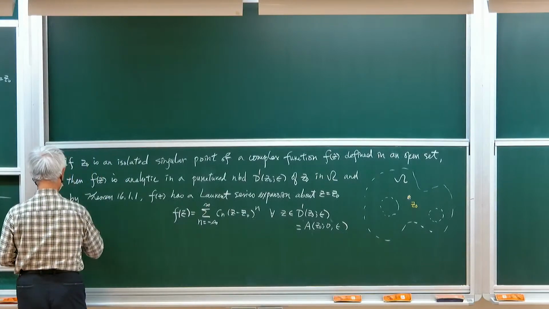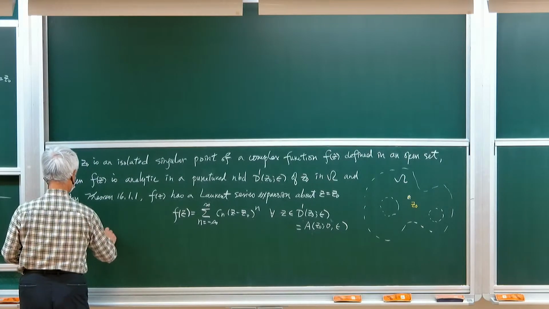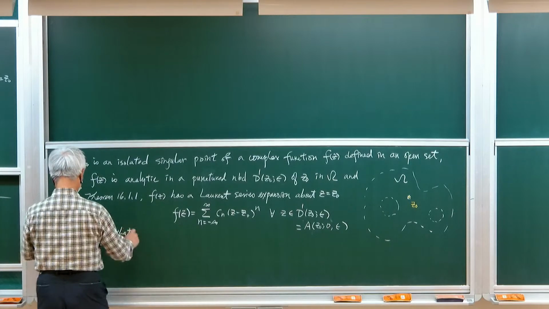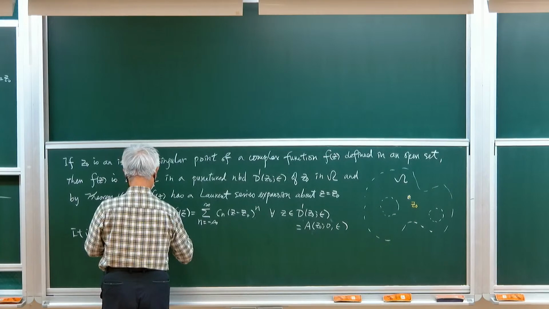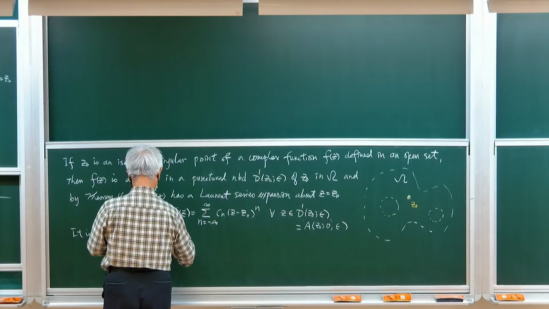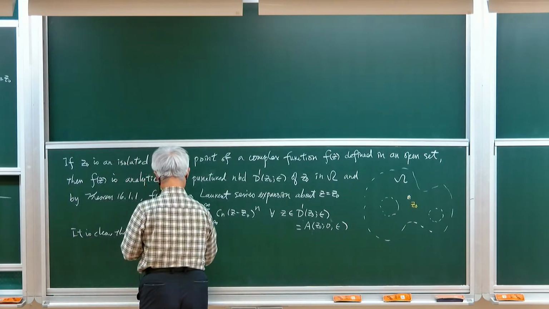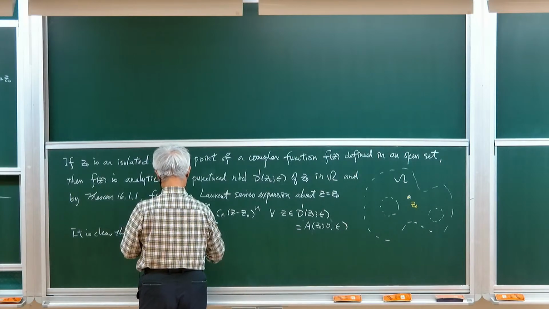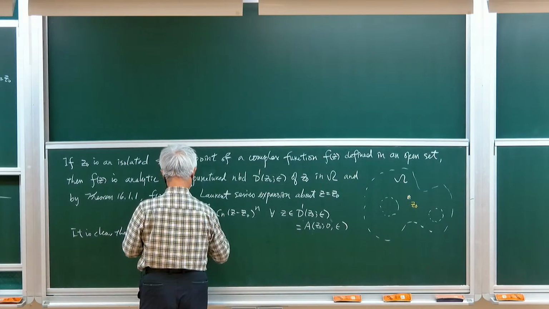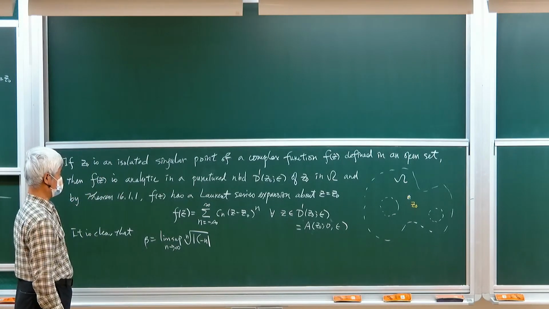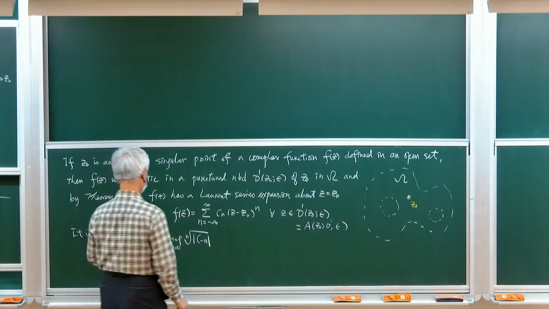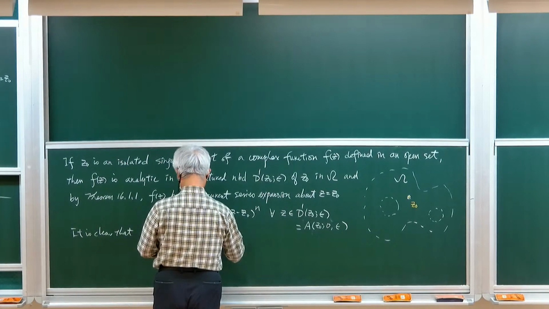And it is clear that beta, which is the lim sup of the nth root of the absolute value of the coefficients of negative power, is equal to 0.